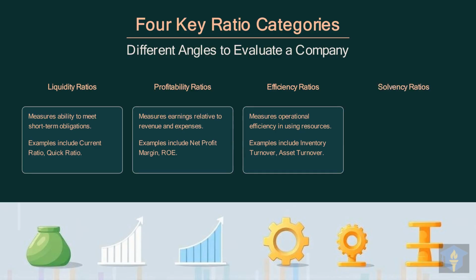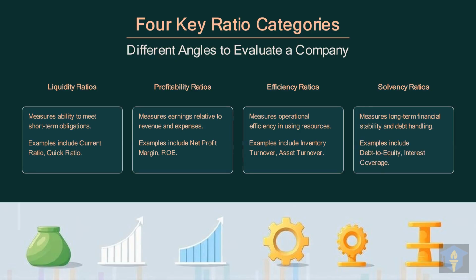Finally, solvency ratios are critical for understanding a company's long-term financial stability and debt-paying ability. They measure long-term financial stability and how effectively a company handles its debt obligations over time. Key examples are debt-to-equity and interest coverage ratios, indicating the company's long-term financial health.